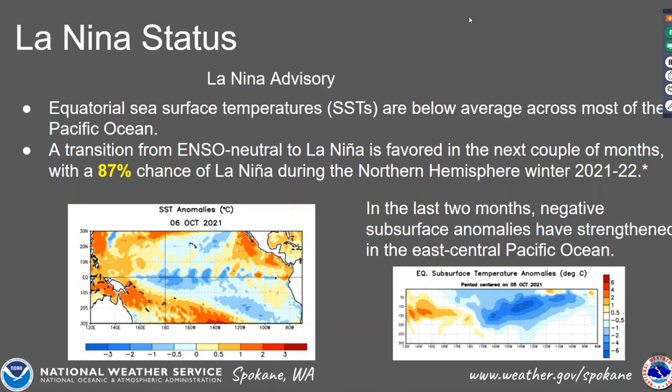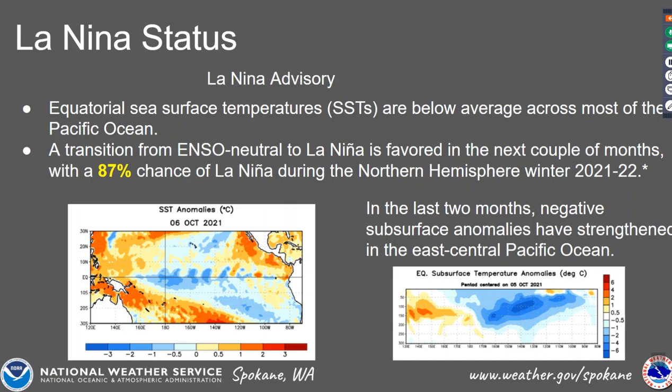So our La Nina status. The Climate Prediction Center has issued a La Nina advisory. The temperatures in the equatorial Pacific have cooled, especially in the last month. That's this image on the left. You can see all this blue across the equatorial region. It is still kind of warm right off the coast of South America, but the rest of the area is very cool. And this image on the right shows you the depth of the cold. You can see the cold waters go pretty deep across the equatorial region.